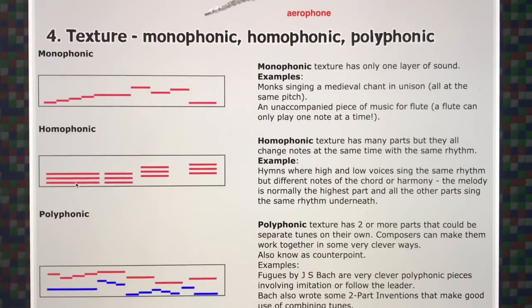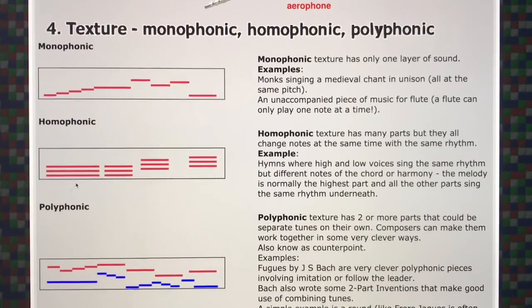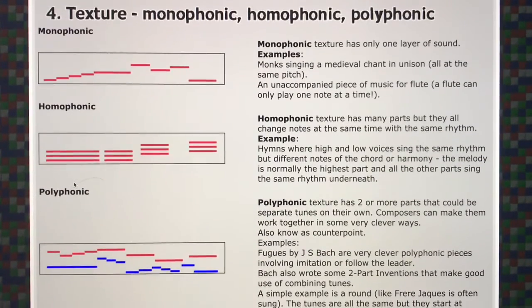Element number 4 is texture. And there are 3 new words to learn here: monophonic, homophonic, and polyphonic. These little graphics might help to explain what those 3 words mean. Monophonic is when you just get one melody. So if I whistled a little tune, that would be monophonic. Mono means one.